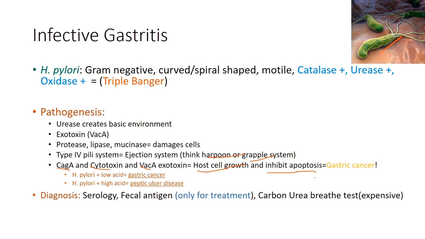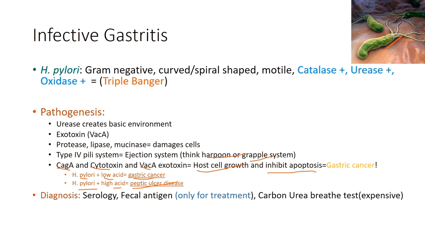And remember that H. pylori is one of the leading causes of gastric cancer. And so that's how it does that, it uses these toxins. So when H. pylori is present and you have low acid, you're thinking more along the lines of progressing to gastric cancer. If H. pylori is there and you have high acid, so insult plus insult, you're going to get more of that peptic ulcer disease.